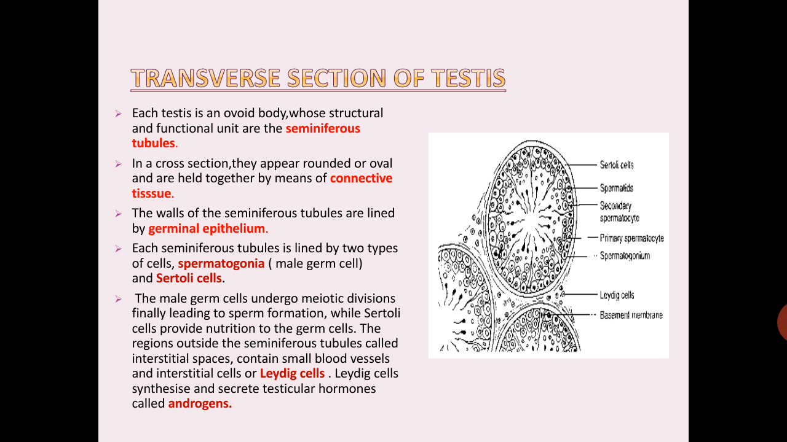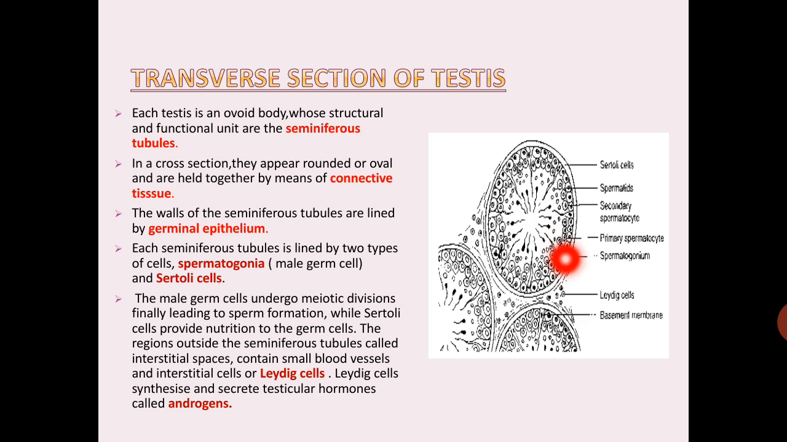Each seminiferous tubule is lined by two types of cells: male germ cells, that is spermatogonia, and Sertoli cells. When the section is taken through the testis, these two types of cells are visible. The male germ cells will undergo meiotic divisions, finally leading to sperm formation.